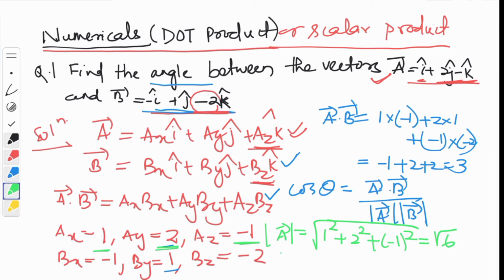Okay, now what is the magnitude of vector b? Similarly, what will we write? Just add the squares of bx square, by square, bz square, and take the square root. So minus 1 square, then 1 square, then minus 2 square. So how much are you getting? You are getting root 6 again.